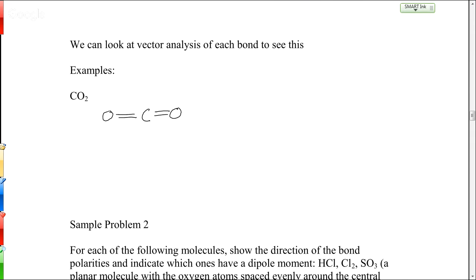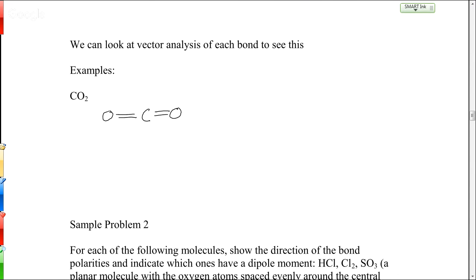Wait, we should check, right? So let's look at the periodic table. Would you expect a difference in electronegativity between carbon and oxygen, or would you expect them to be roughly the same? What do you think? What does the trend tell us? It goes this way and up. So oxygen's to the right of carbon, so we would expect that to be a difference. So we would expect this to be polar.